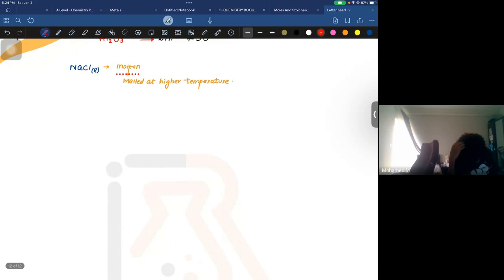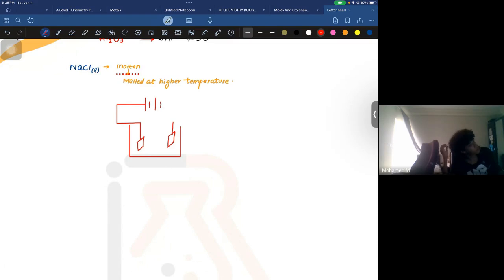So I have taken a beaker. In that beaker, I have put some electrodes, obviously cathode and anode, connected to the battery. This is cathode and this is anode. Cathode is negative and anode is positive, okay?